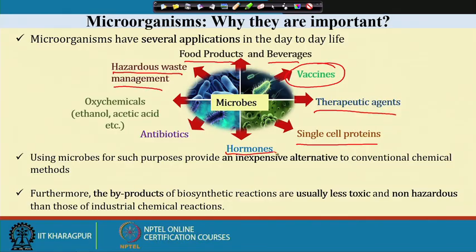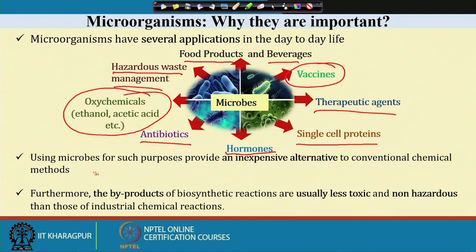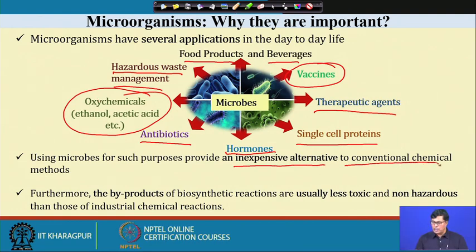And there is the hormone that is largely used for the growth of plant cells, and also for other different purposes. Then antibiotics, I told you, and oxychemicals are largely used. We have ethanol, acetic acid, citric acid, different types of chemicals we can produce from this microorganism. So it has several uses. Then this microorganism provides an inexpensive alternative to the conventional chemical methods.